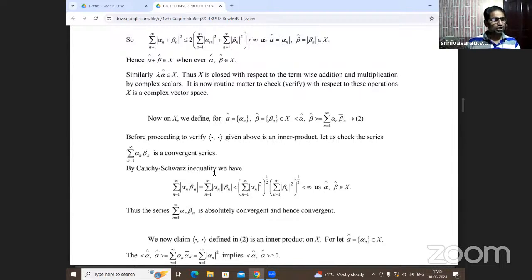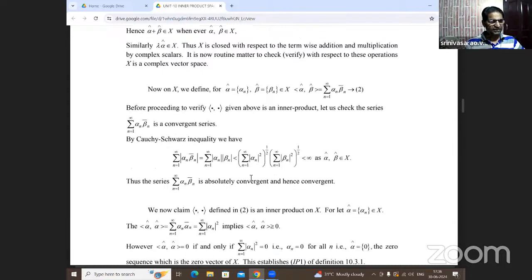Okay. So through the Cauchy-Schwarz inequality, which we have already learned at the undergraduate level. Students, listen carefully. This is a very interesting content, especially in this analysis part. Summation of |αn βn bar| equals summation of |αn| times |βn bar|, which can also be written as (summation of |αn|²) whole power 1/2 times (summation of |βn|²) whole power 1/2. That value is less than infinity.